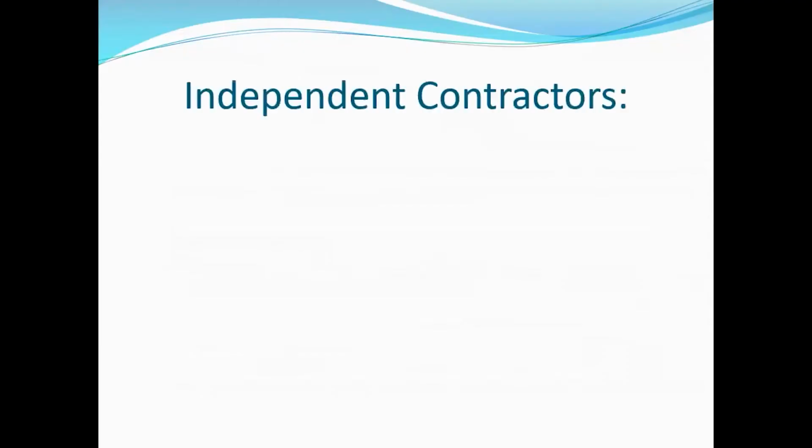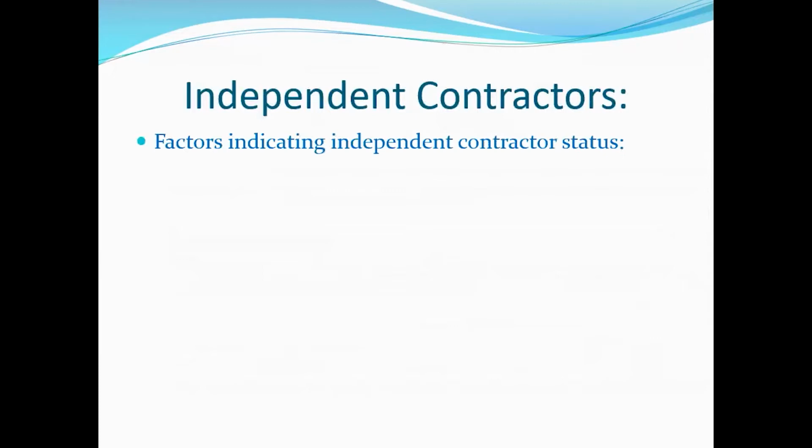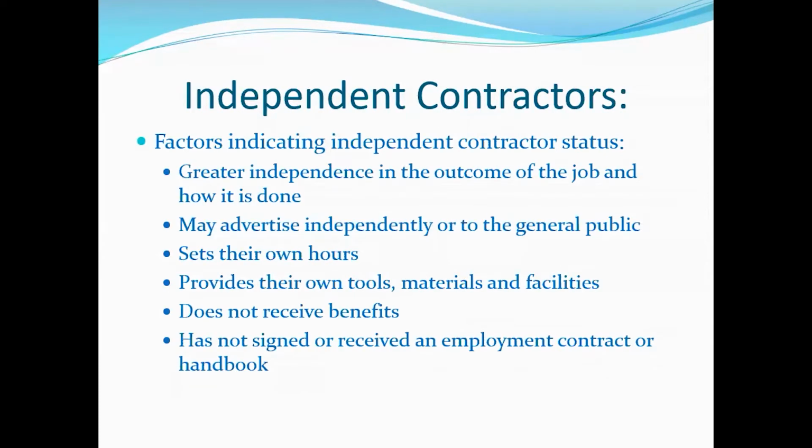And the extent of control that the company exerts over the work that's done. For an independent contractor, these are things that will show that that's an independent contractor instead of an employee for the work being done. Independent contractors have greater independence in the outcome of the job and how it's done. So generally speaking, with an independent contractor, you hire that person to do a task and you give them a deadline and you kind of don't care how they get there. They may advertise independently or to the general public, and they could be working for your organization and for several other organizations at the same time.